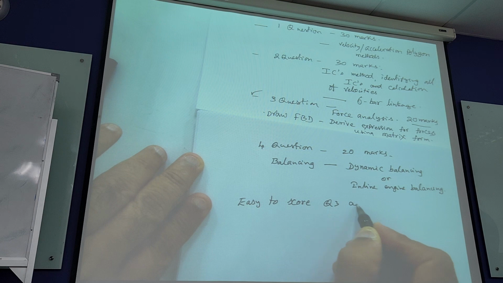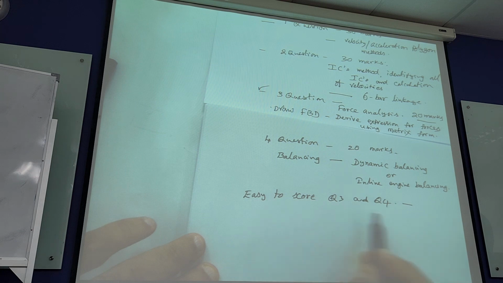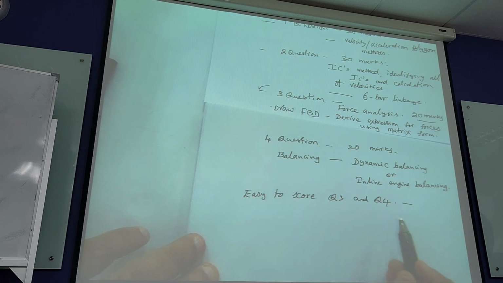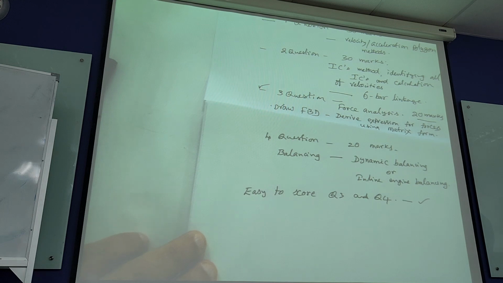Q3 and Q4, everybody must get these. If your assignment marks are low, you must get full marks here. I strongly advise you to start working on these two first. You can complete both questions in 45 minutes to 1 hour, and you will have a lot of time to focus on question 1 and 2.